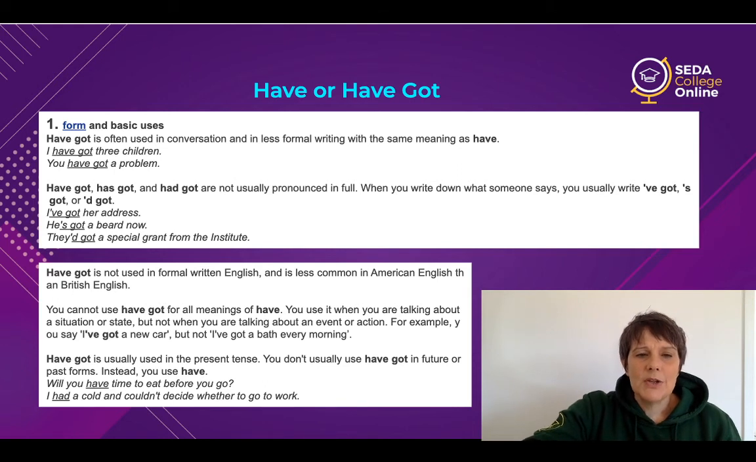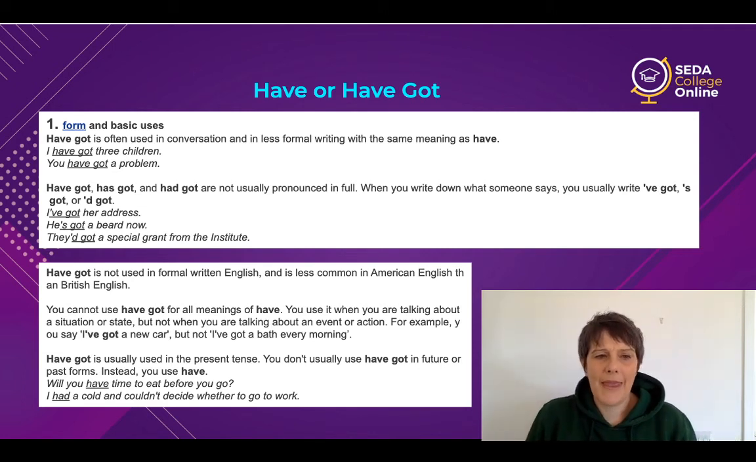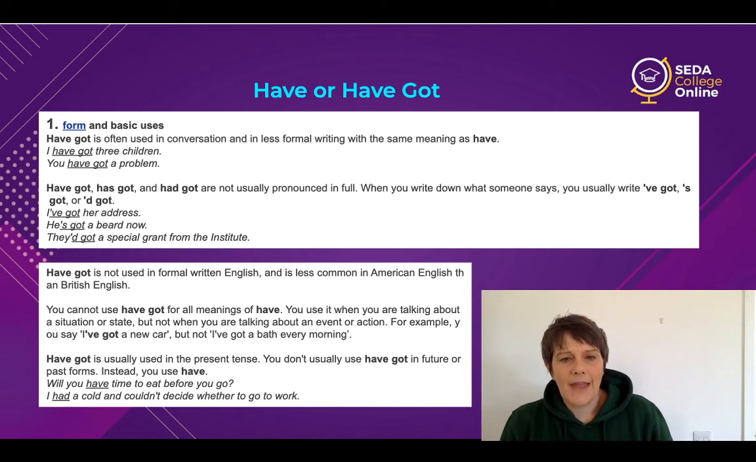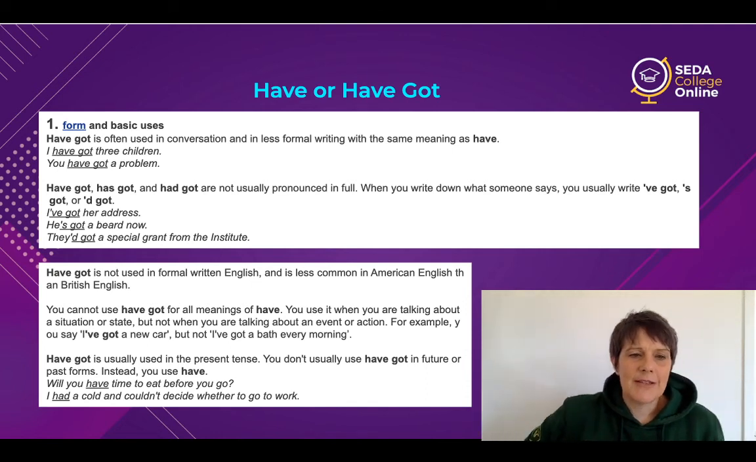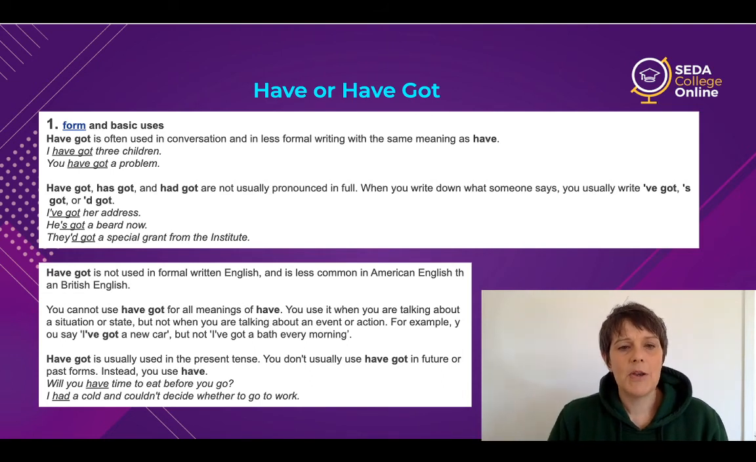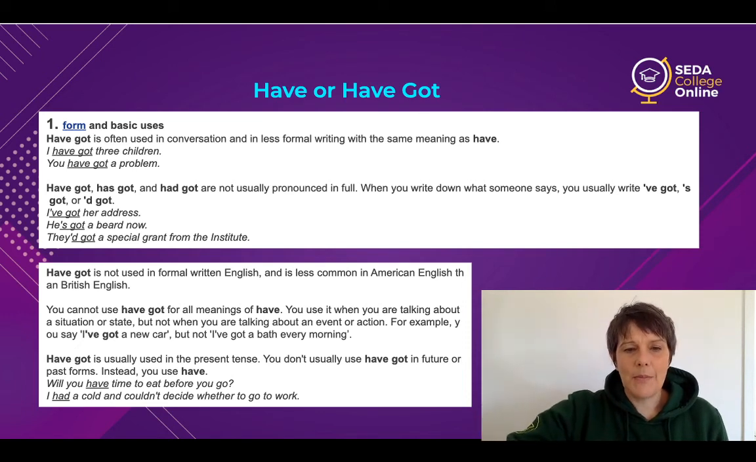So it's not used very much in formal written English. It's a spoken English verb form in British English. Often used, but not always. So, for example, you can say I've got a new car, but you can't say I've got a bath every morning, because it's a real possession thing. This got is a possession. We use it in present tense mostly.